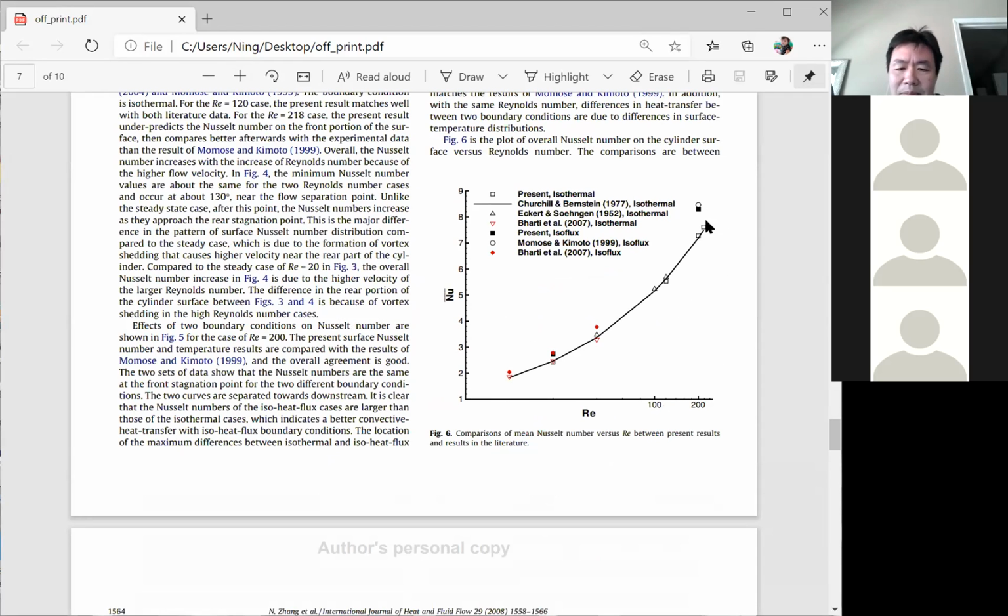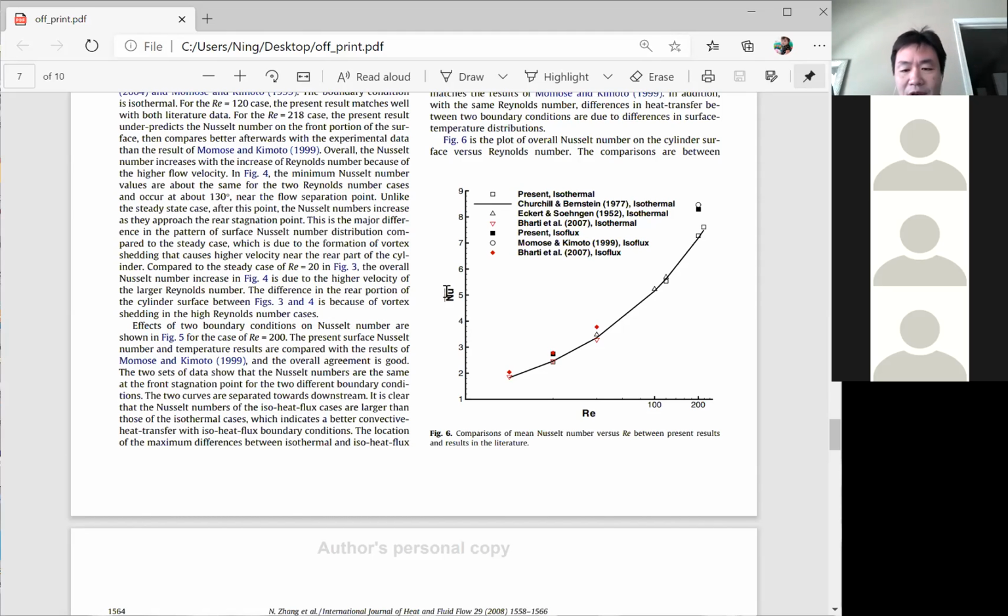For the high Reynolds number, it shares the same pattern. You see, there is the previous study about the isothermal condition with the same Reynolds number and the iso heat flux condition. Our simulation model for the iso heat flux and isothermal are almost identical, also with all their studies. So the Nusselt number increases. This is the overall Nusselt number we're talking about, not the local Nusselt number.